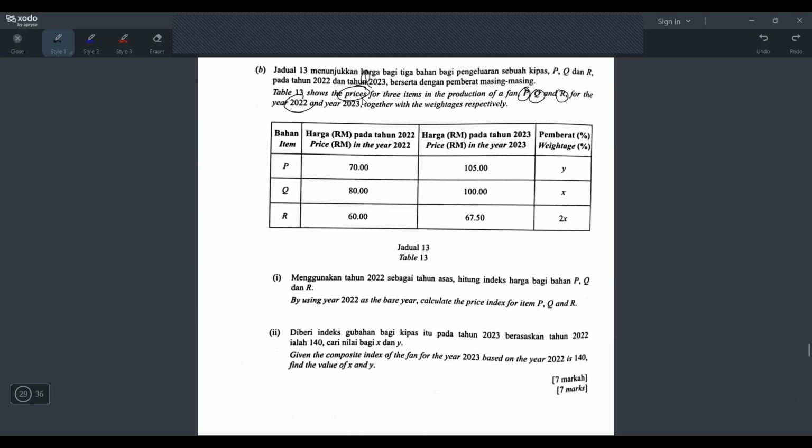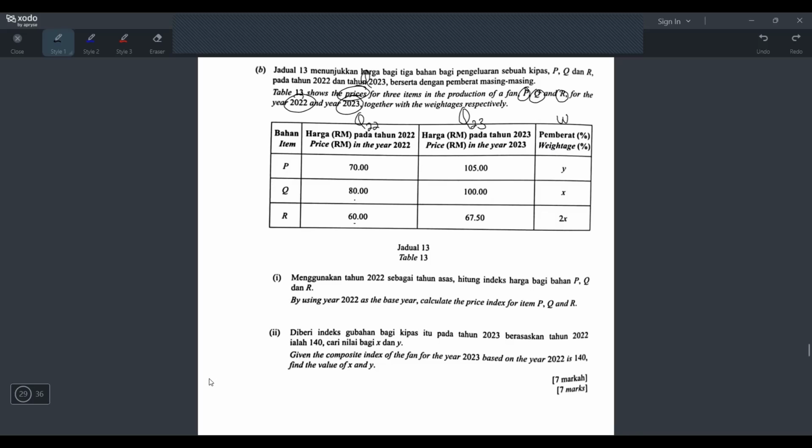Okay, let's read first. For the year 2022 and the year 2023 together with the weightage. So definitely, this 70, 80, 60 are all price, for 2022. And then this one is also price, but it's 2023. And then this is the weightage W, right? It means I can find the price index, because I already have the 2023 price and the 2022 price. So I can find the index for 23 based on 2022. But let's not do it first. If the question asks, then I find it. And don't forget PQR is the keyword.